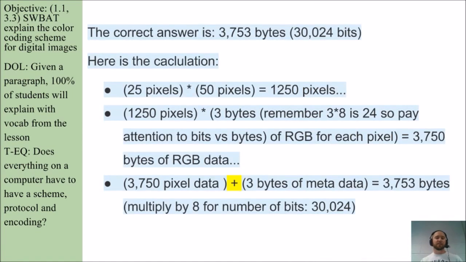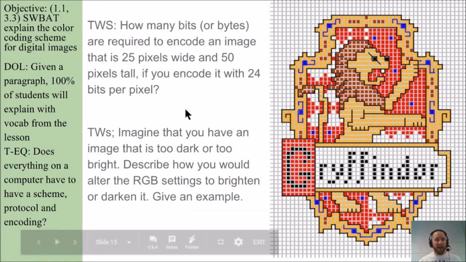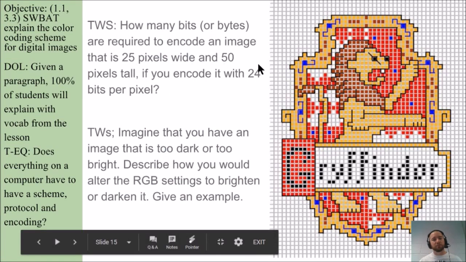The correct answer for that first one is 30,024 bits. If you want it in bytes, I have it right there. But when I did this math problem, I jumped directly to bits. So here's one calculation for you to use. And to tell you the truth, when I first did the calculation, I came up with only 30,000 bits because I just multiplied everything together. I did 25 times 50 times 24.